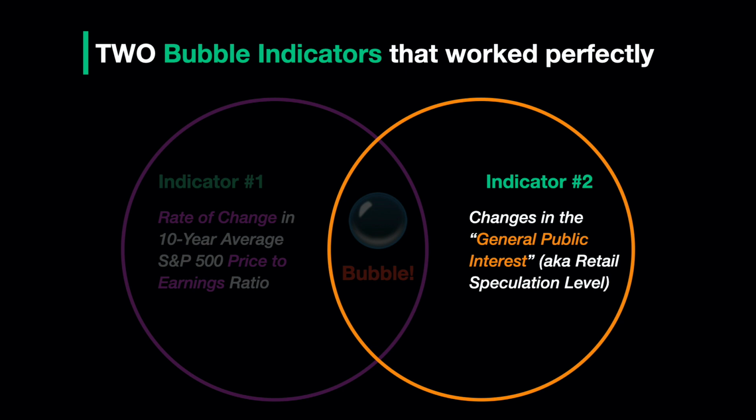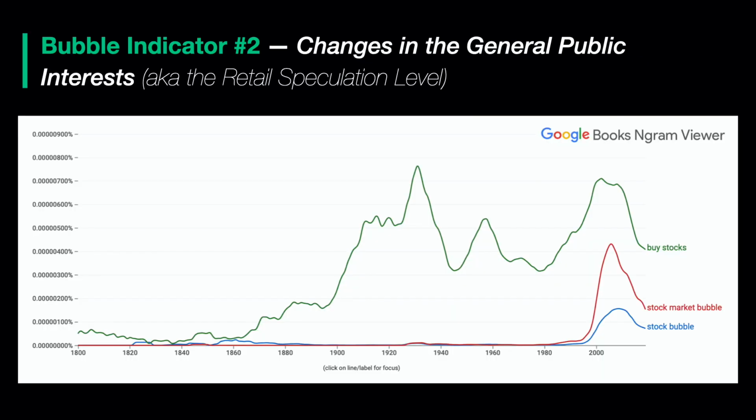Alright, now let's move on to the next indicator, the level of general public interest, aka how many retail investors are participating in the stock market. You probably heard something like this before: when your taxi driver starts showing off how much money they're making from the stock market, it's probably the market top. This chart provided by Google Ngram is a very useful tool to help us have a rough idea where the level of general public interest is.